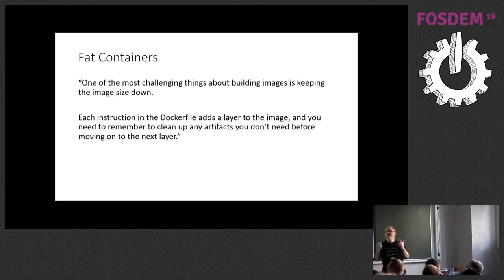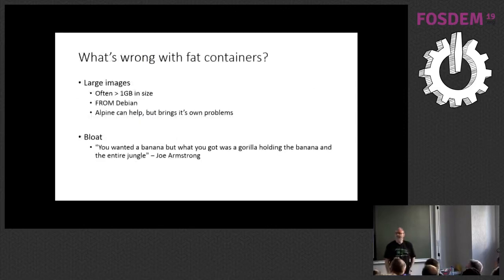The Docker manual itself says one of the difficult things about building images is controlling the size, because each command lays down a new layer, and then you're responsible for cleaning it all up. And what's wrong with fat containers? Well, for a start, they're physically big, which can make them a pain to distribute if you're sending them over networks. You can easily get up to nearly 1 gig in size.